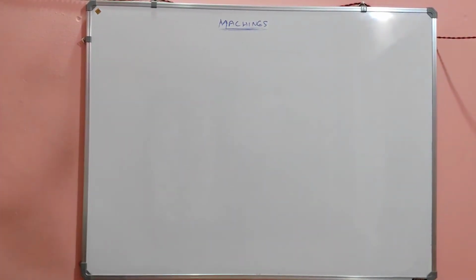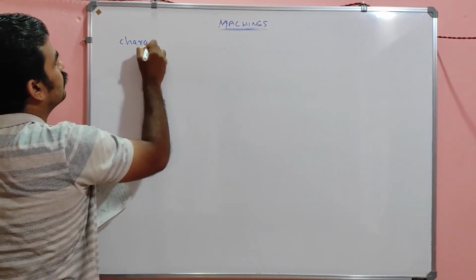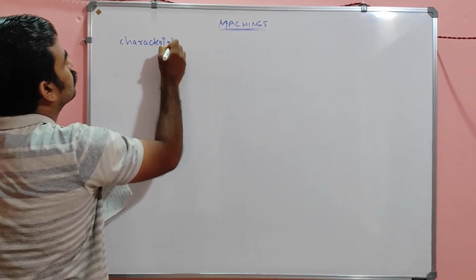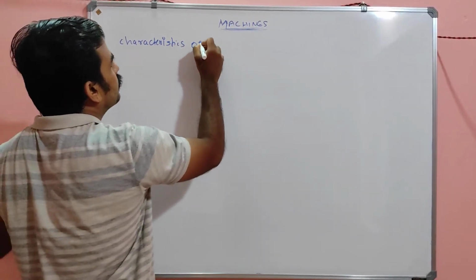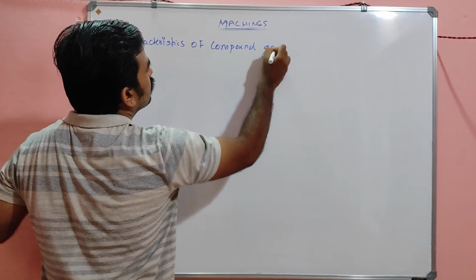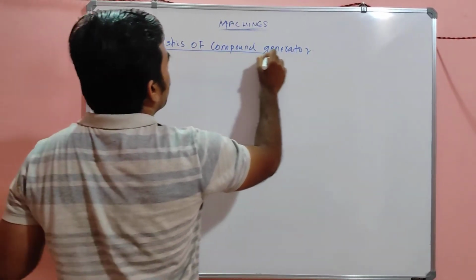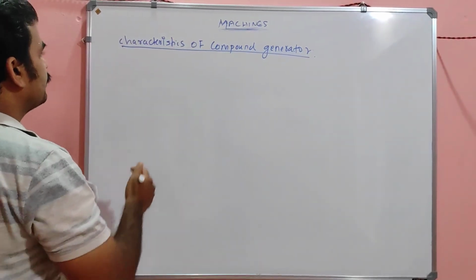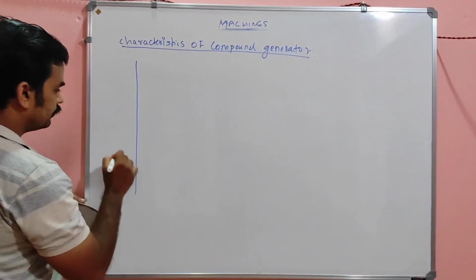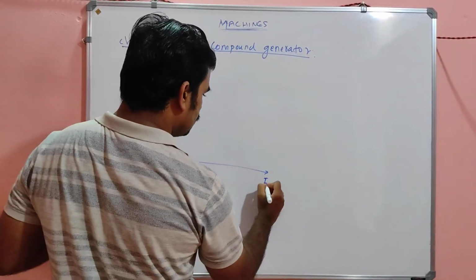Next, characteristics of compound generator. This is very, very important. This graph is very, very important, my dears.